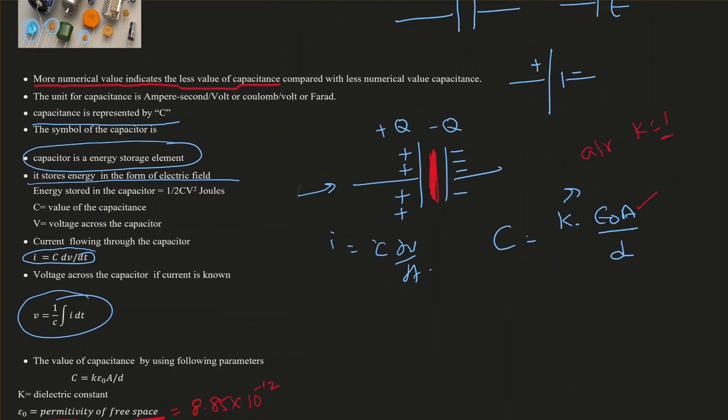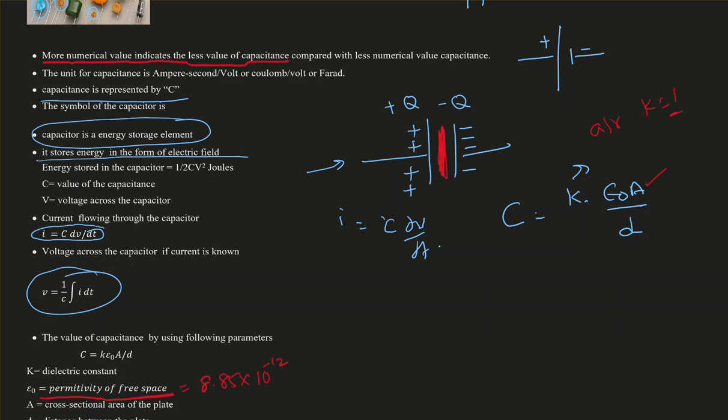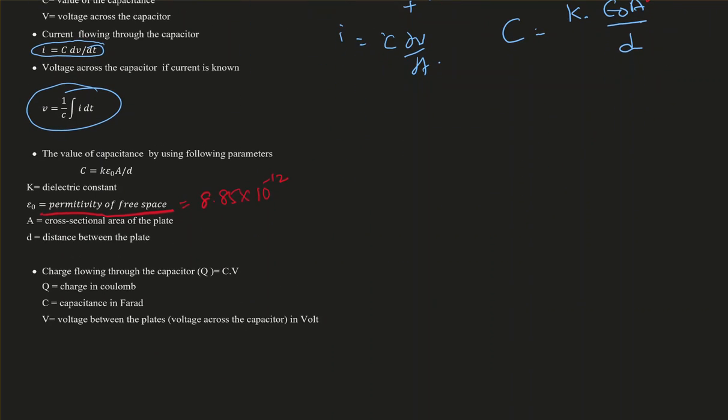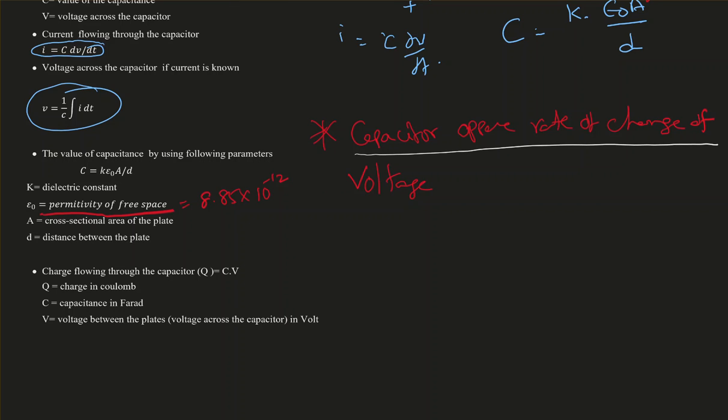Another way is that the main advantage of a capacitor is it opposes the rate of change of voltage. Capacitor opposes the rate of change of voltage. That is another main advantage of a capacitor. It stores energy, we know that. And the second one is that the capacitor opposes the rate of change of voltage. That means it is impossible to change the voltage across a capacitor in 0 time. It needs some little time. So a small numerical value indicates more opposition to the rate of change of voltage. It's just opposite to the resistors.